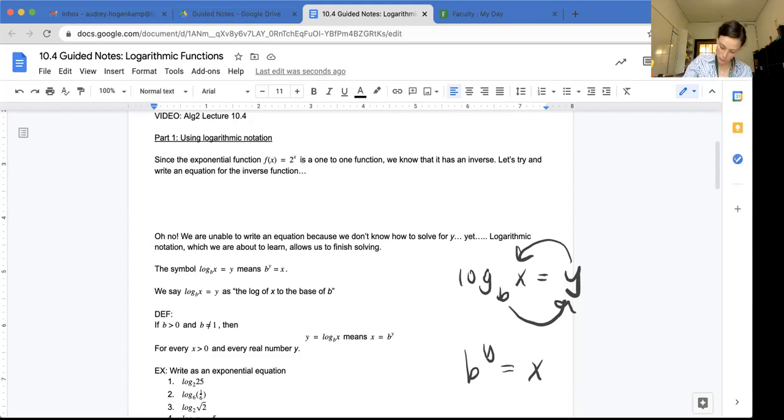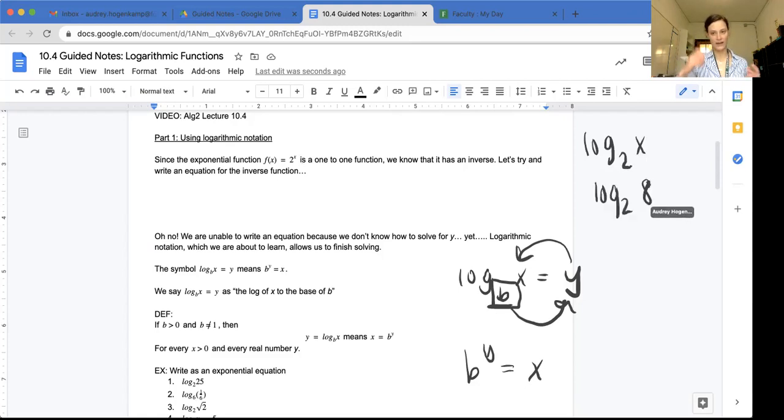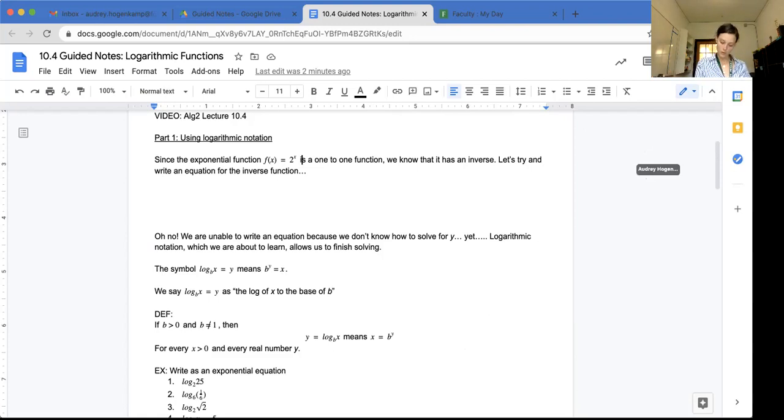This b will typically be a number. So you'll have log base 2 of x, or log base 2 of 8, or something like that. The way we say it is log base, whatever your base is, and then of whatever you have the log of, like 8 or x. Again, log base b of x equals y means that b to the y is equal to x.